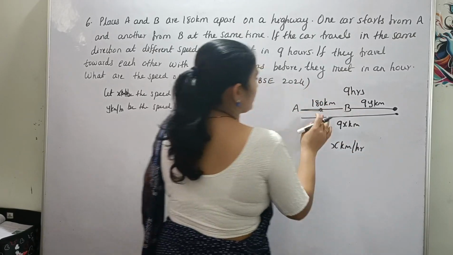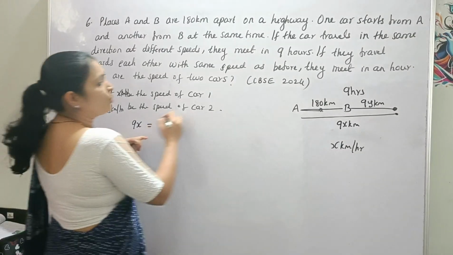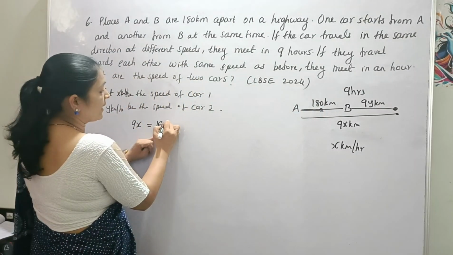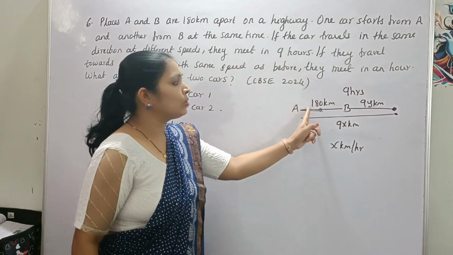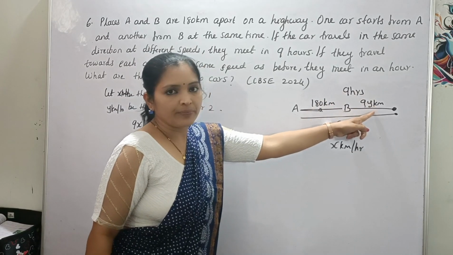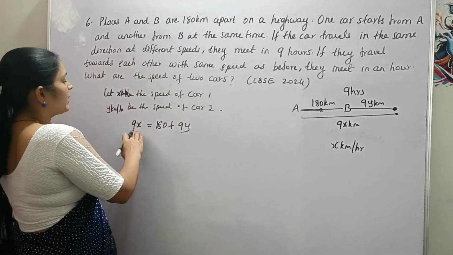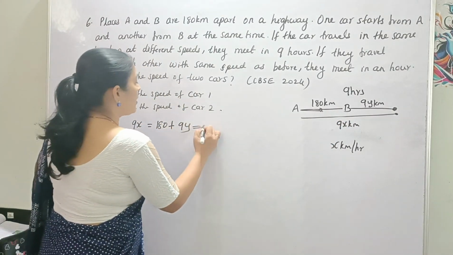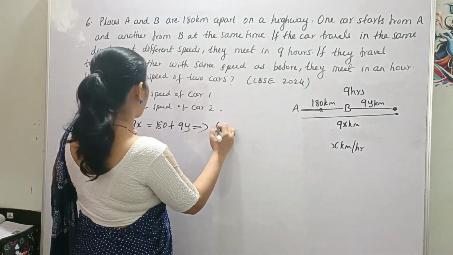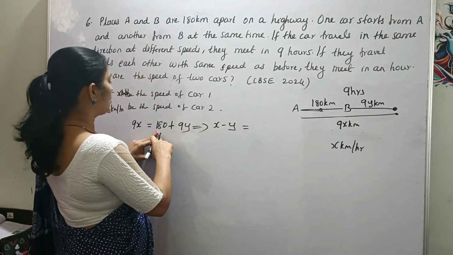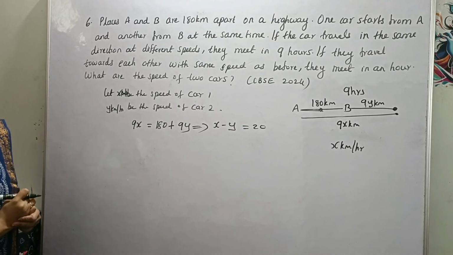So here we can make the equation. It is total, that is 9x is equal to 180 plus 9y, right? It is 180 plus this 9y kilometer. So its total is equal to 9x. Therefore, 9x is equal to 180 plus 9y. We can write it as, see, 9 is common, we can cancel it. So it will be x minus y is equal to 20, right? Okay, x minus y is equal to 20. We have got one equation.